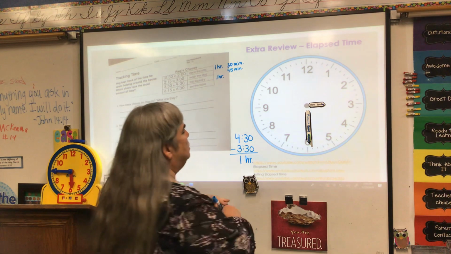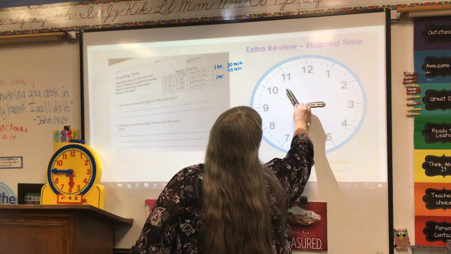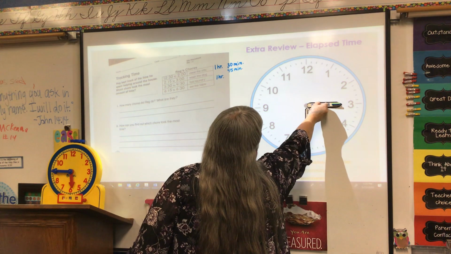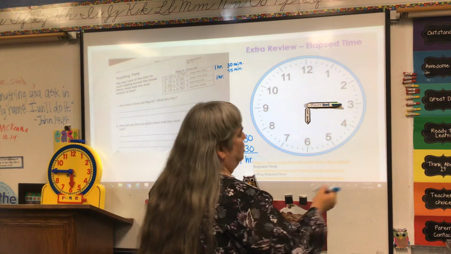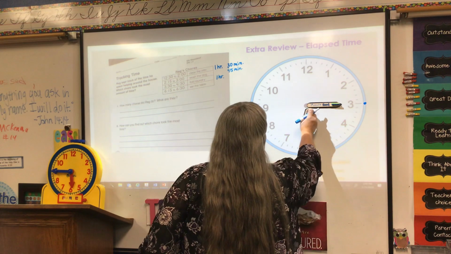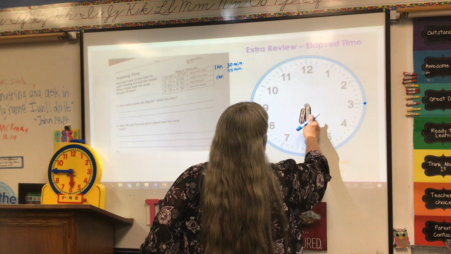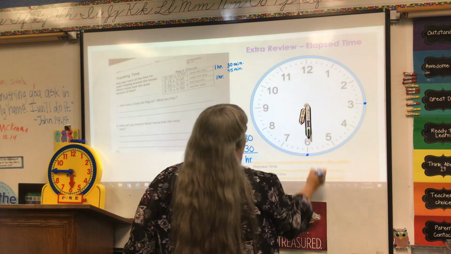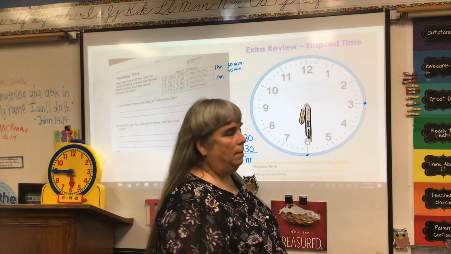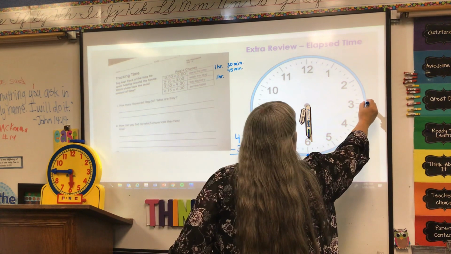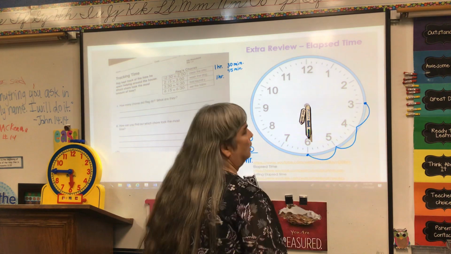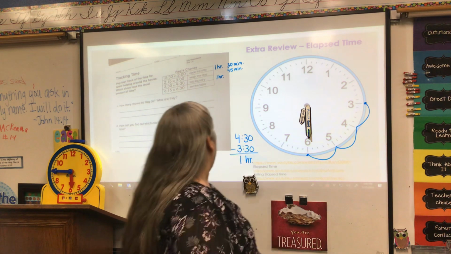6:15 to 6:30. So let me see what that looks like. So there's 6 o'clock. There's 6:15. So I'm going to put a dot at my start time. And let's see, 6:30 is going to look like that. So I'm going to put a dot at my end time. And I'm going to skip count by fives and count sets of 5 minutes. Here we go. 5, 10, 15.